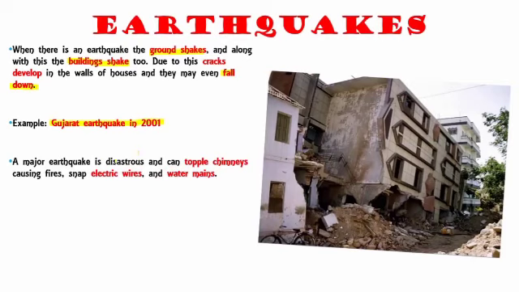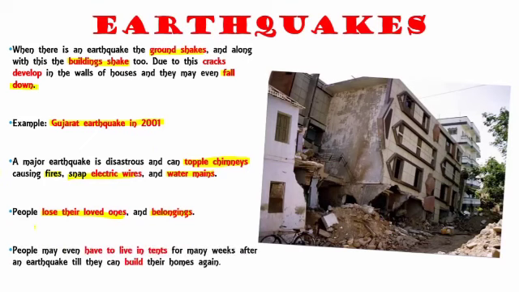Now, a major earthquake is disastrous and it can lead to toppling down of chimneys. If the chimneys topple, it could lead to fire accidents, it could snap electric wires and even break water mains. So you can see the amount of damage that an earthquake can do indirectly. And people may even lose their loved ones, they may lose their own lives, or they may lose their belongings due to an earthquake. People even have to live in tents for many weeks after an earthquake till they can build their homes.